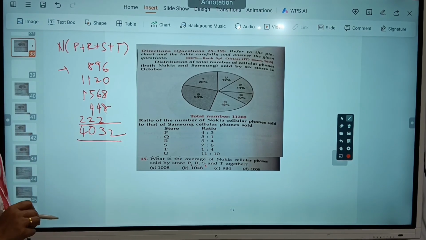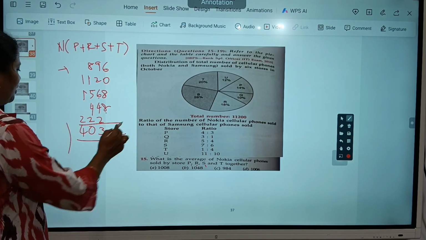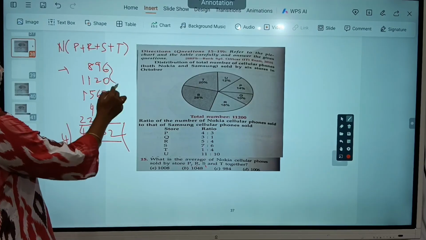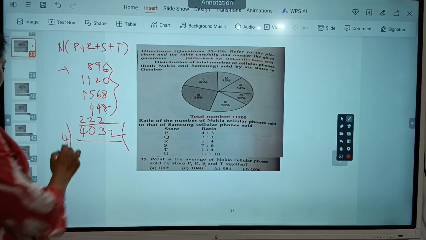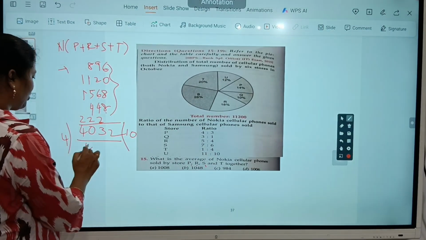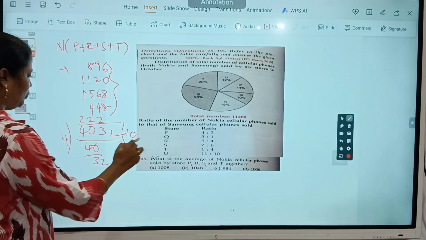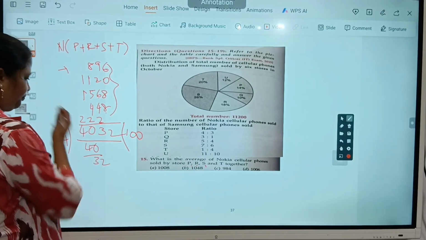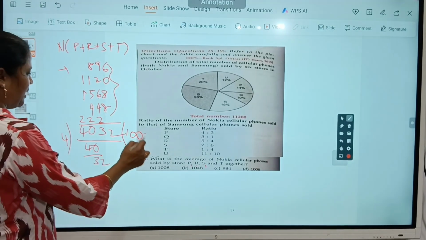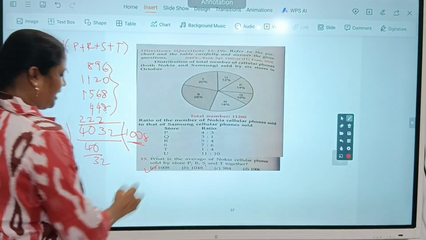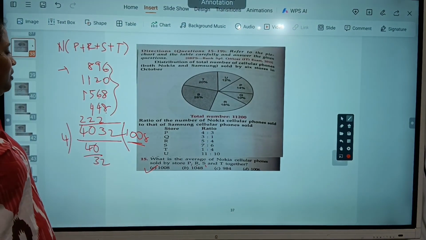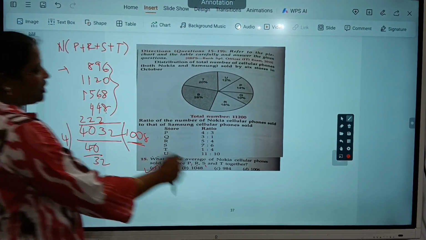So this is 4032. We should divide it by 4 because we are finding the average of 4 items. 4 10s are 40, 32, 0 we have to take, and 8 4s are 32. So this is nothing but 1008. Okay, now we will move to another question of this graph.